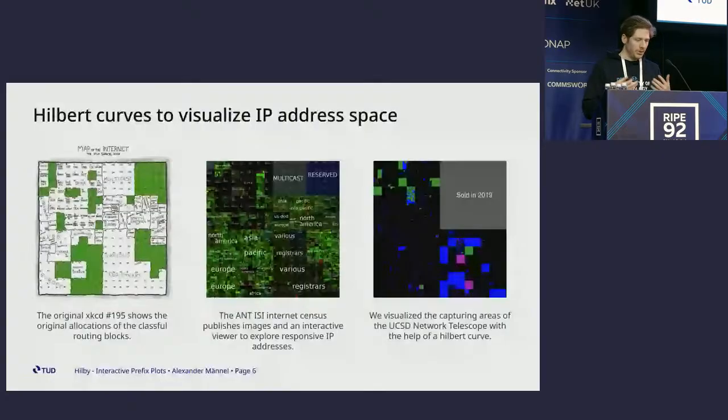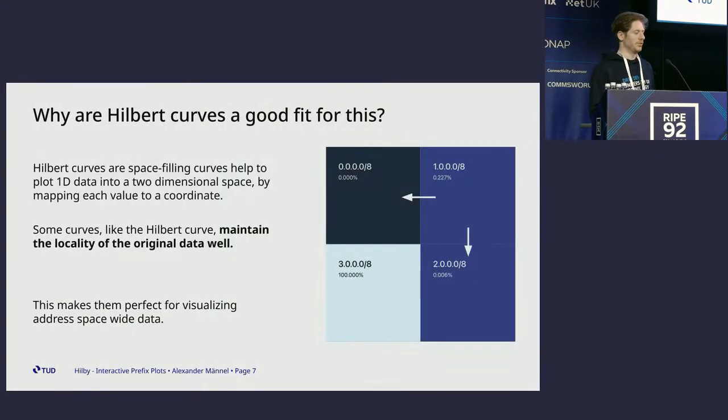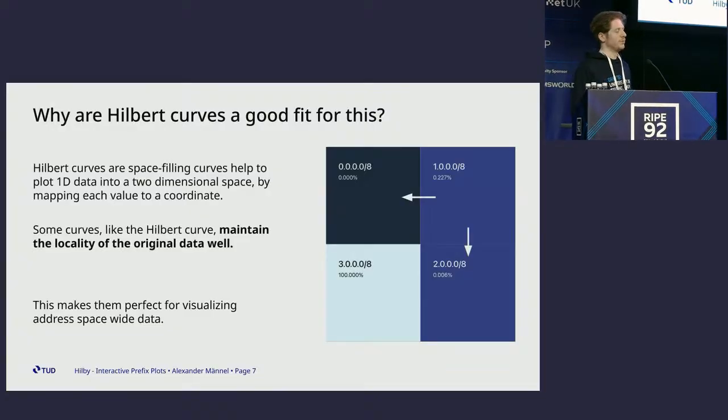So why do people like Hilbert curves for this type of visualization? The answer is, first of all, Hilbert curves are called a type of space filling curve. They are called that because they help us plot one-dimensional data, like the IP address space, where every IP just has a predecessor and a successor, into two-dimensional space by essentially providing a coordinate to that value. There's a bunch of those, but the Hilbert curve has this great additional property that it maintains the locality of the original data very well.